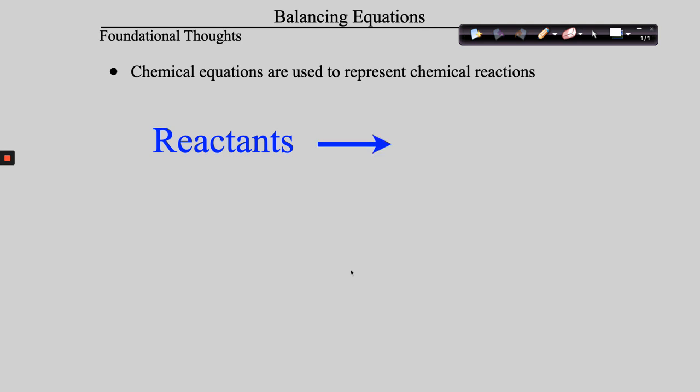Then guys, there's an arrow. And that arrow is actually read as the word yields. So we don't say reactants arrow, we say reactants yield. And what do reactants yield? Well, they yield products. And so guys, the left side is the reactant side, the right side is the product side. And the arrow is read as yields.